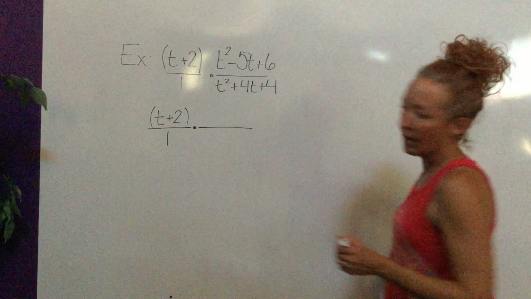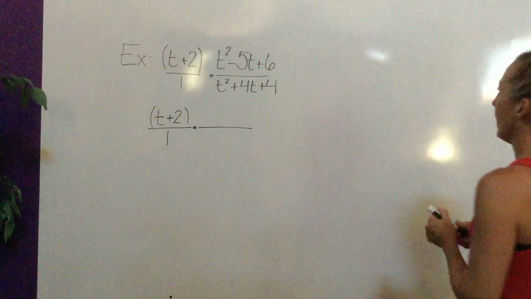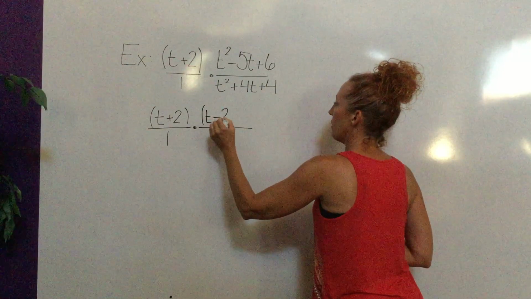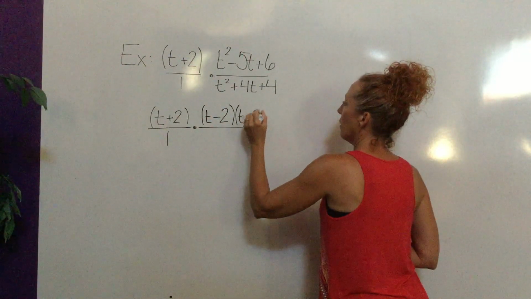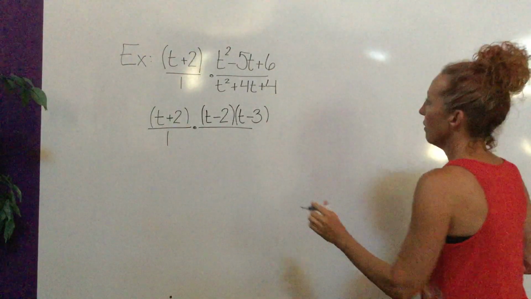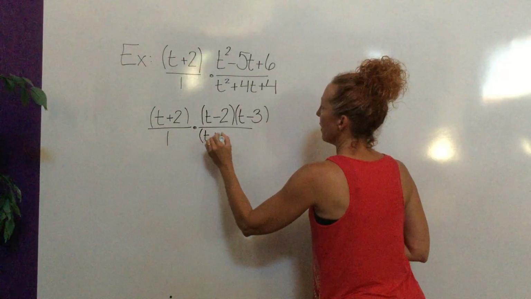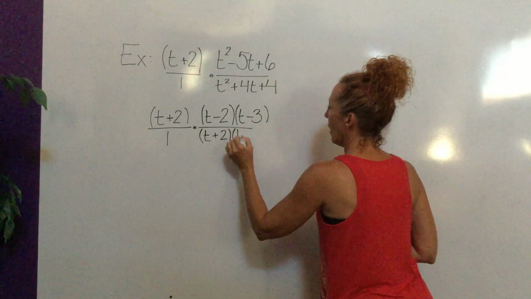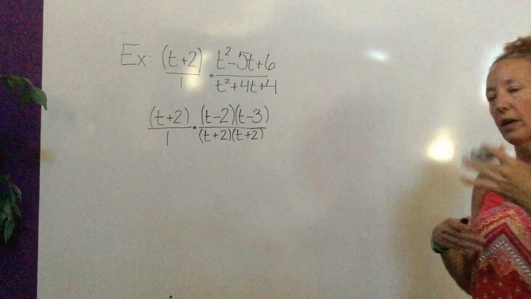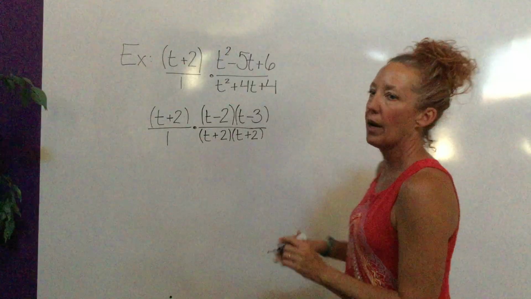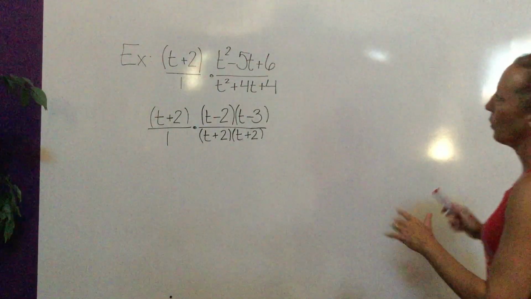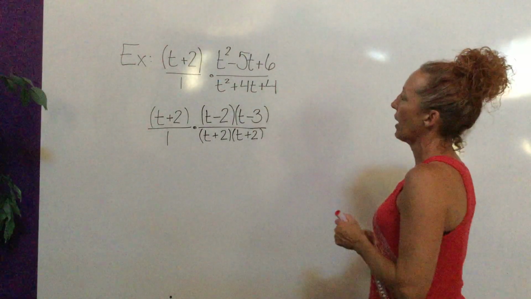And if you don't factor correctly, then you can't cancel correctly. So we need to use the other option, which is negative 2 and negative 3. And then on the bottom here, we're going to have t plus 2 and t plus 2, or t plus 2 quantity squared, but I prefer to write it out twice. Two numbers that multiply to 4 that add to 4.